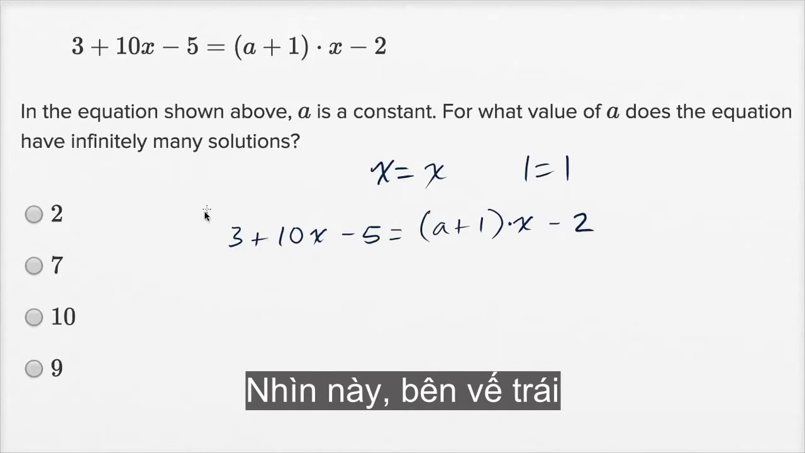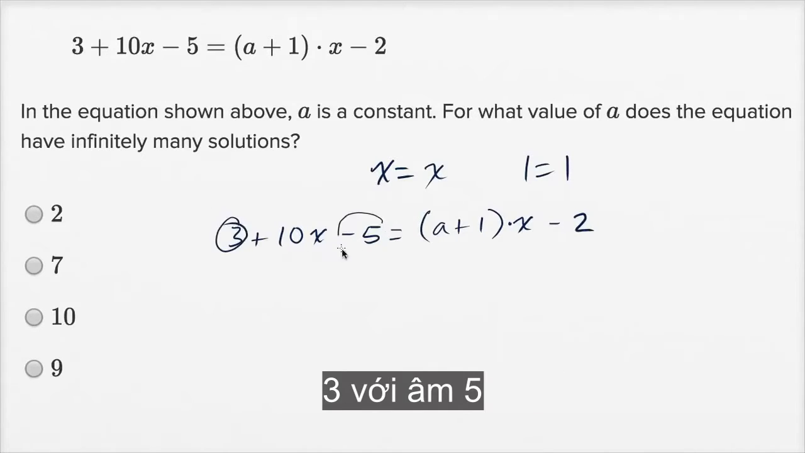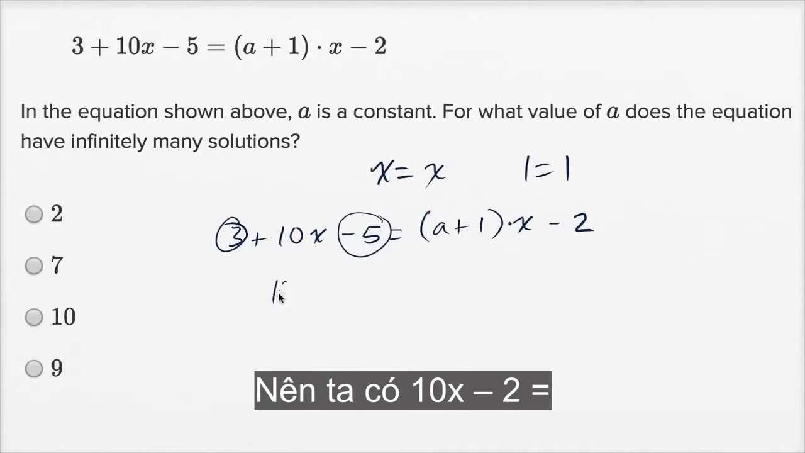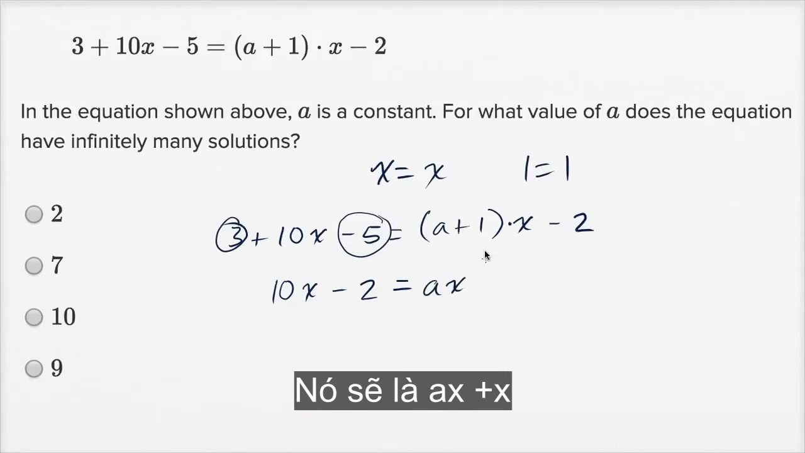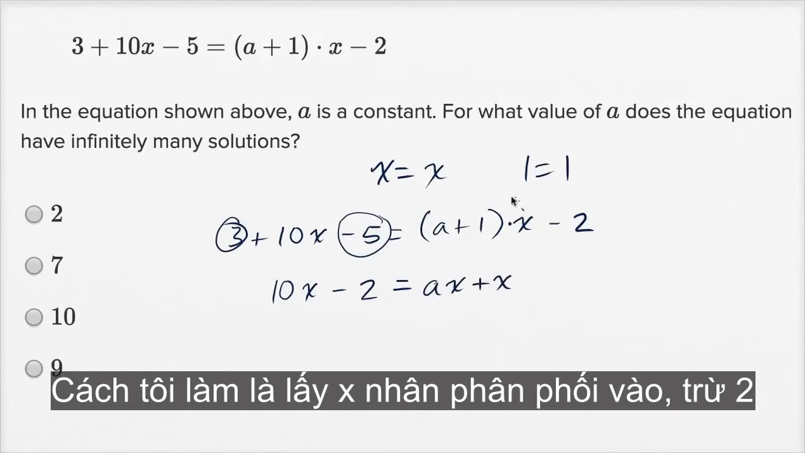So let's see, on the left hand here, I can add the 3 and the negative 5, or I could take 3 minus 5, that would be negative 2. So I get 10x minus 2 is equal to, and let me distribute the x. So it's going to be ax plus x. All I did here is I distributed the x minus 2.